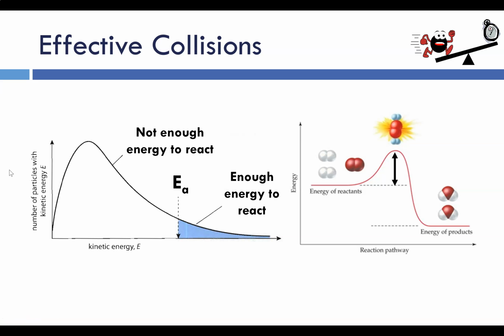What we're really going to look at today is different factors that we can control to try to speed up or slow down a reaction. And we know reactions occur when effective collisions occur. So we've got things like speed, orientation, and frequency of collisions.